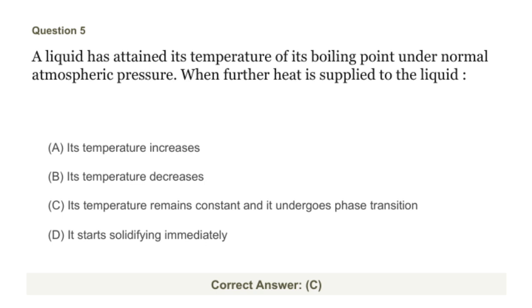So the correct answer here is option C. Its temperature remains constant, and it undergoes a phase transition. This is a crucial concept because it highlights how, during boiling, the temperature stays steady even as heat is added, which is a fundamental principle in understanding phase changes.